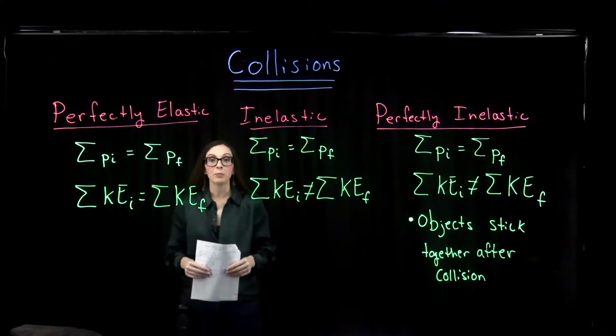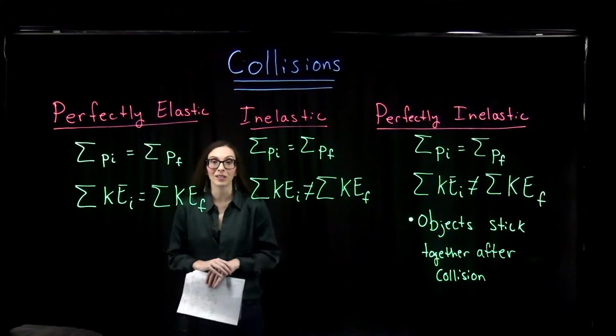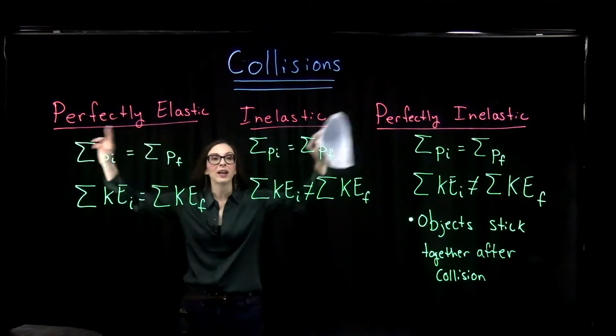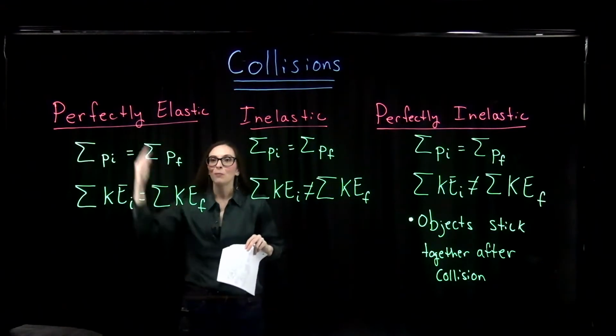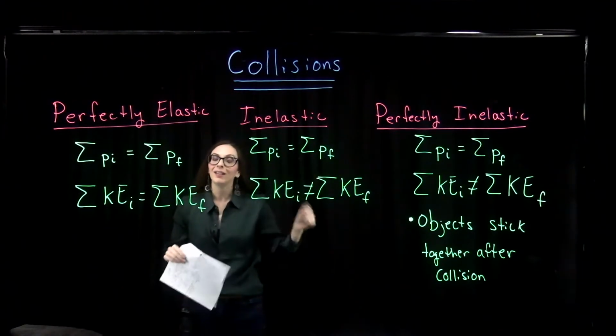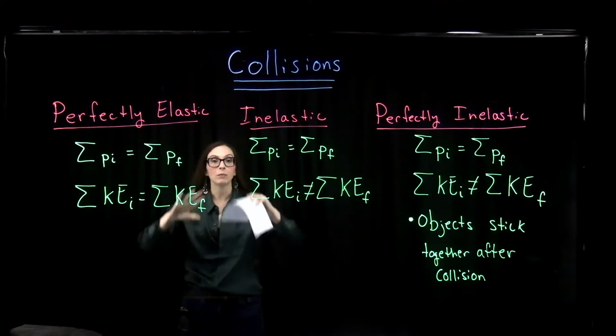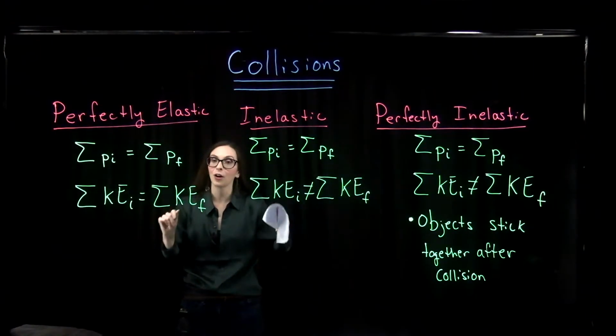There are 3 types of collisions that we are going to be experimenting with in this lab. The 3 types of collisions are listed here: perfectly elastic, inelastic, and perfectly inelastic. In all of these collisions, momentum is always conserved.